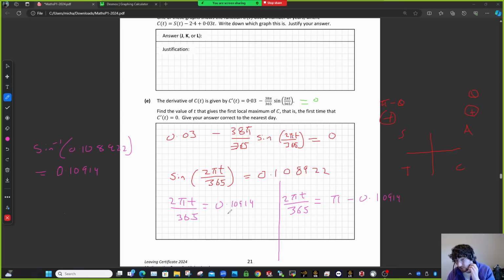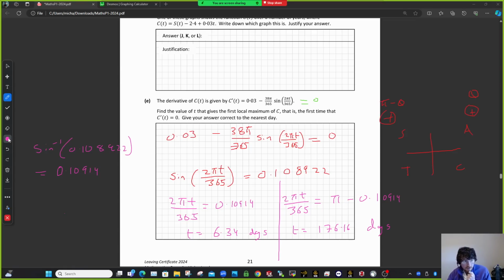10914. A lot of people would only get this answer, and as you'll see in a sec, this is actually the wrong answer. Here you multiply across by 365 and divide by 2 pi. When you do that, you get 6.34 days. What you do here is multiply by 365, divide by 2 pi, and you'll get 176.16 days. Now, one of them is a minimum and one of them is not.